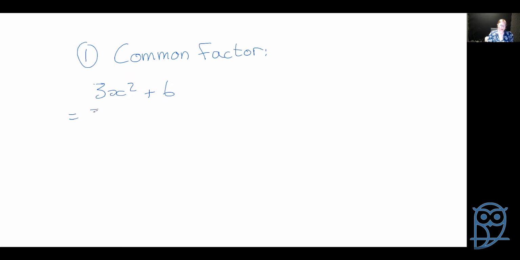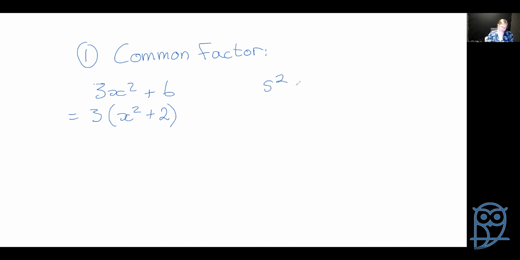So there's a bunch of methods that we can use when we do quadratic factorization. Our first method is called the common factor method. So I have a few examples here. So our first example is 3x squared plus 6. So here we've got a 3, and this is 2 times 3. So we can take a 3 out from both sides. So we're going to end up with 3 times x squared plus 2. And this is the brackets that we end up having.